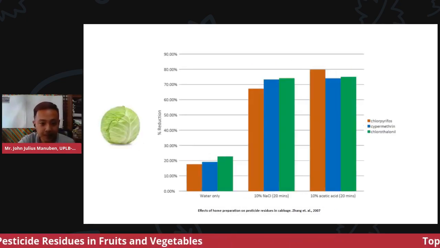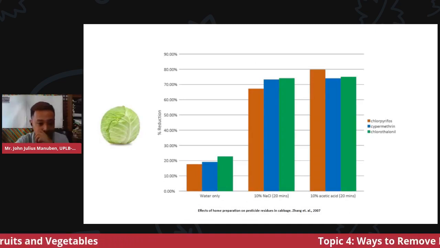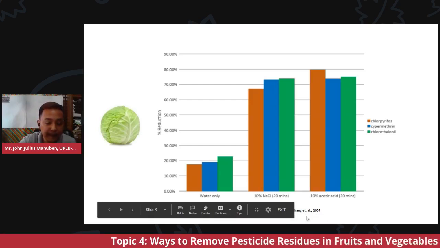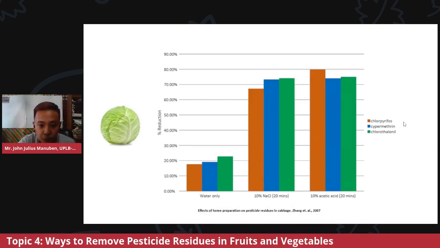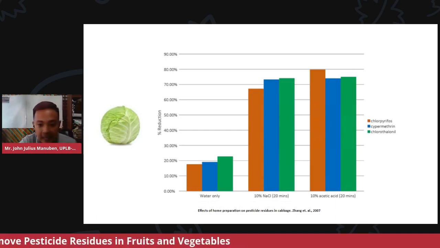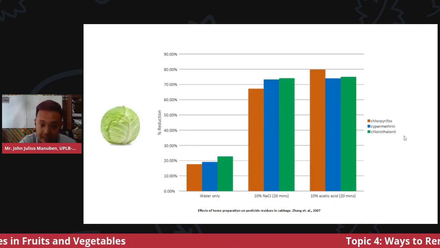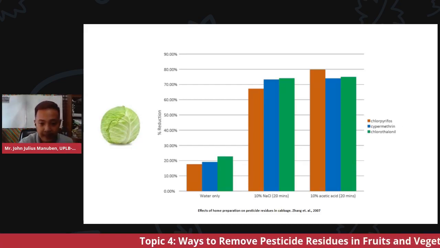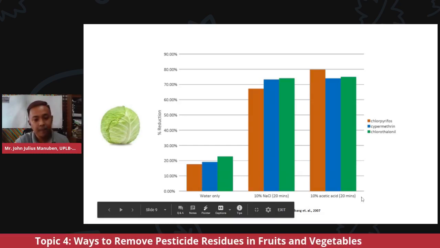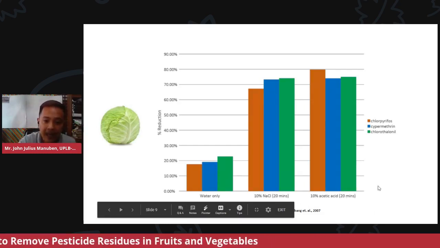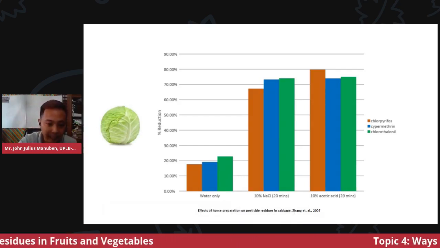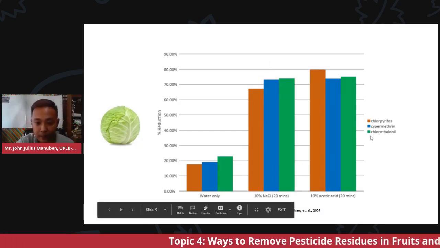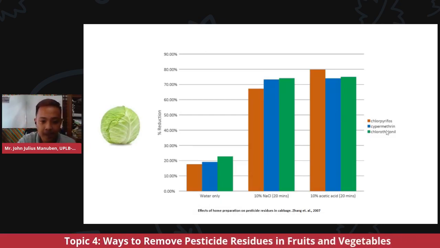Dito naman kay Zhang et al., ginamit nila yung cabbage. So, they used 3 AI, chlorpyrifos, cypermethrin, and chlorothalonil. Same treatment, water, sodium chloride, and acetic acid. Same din ang result, mataas talaga ang percent reduction sa 10% NaCl and 10% acetic acid dito sa tatlong AI na ginamit nila.